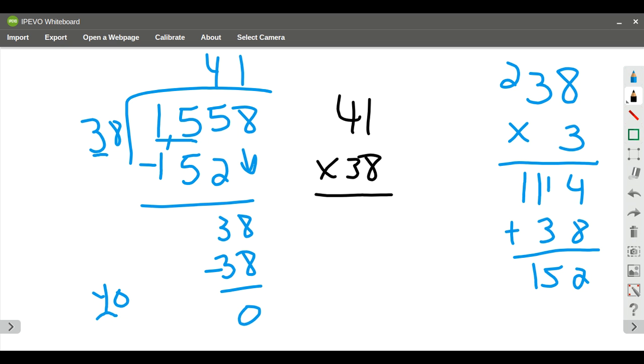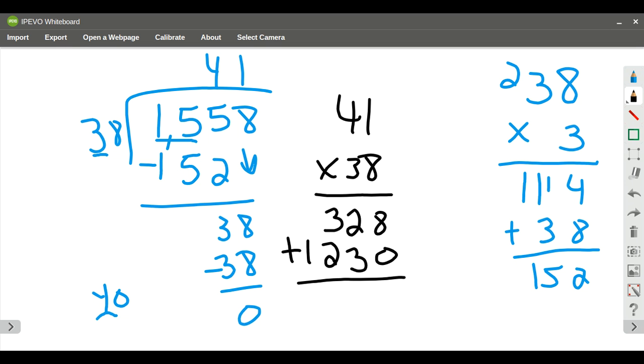So 8 times 1 is going to be 8. 8 times 4 is going to be 32. Put down my placeholder. 3 times 1 is going to be 3. 3 times 4 is going to be 12. I'm going to add and see what I get. I have 8, 5, 5, 1. So my answer is correct because quotients match, divisors match, dividend and product match. So my answer is correct on that one.